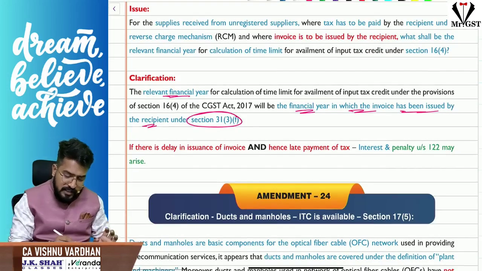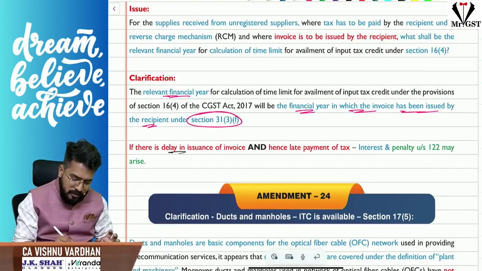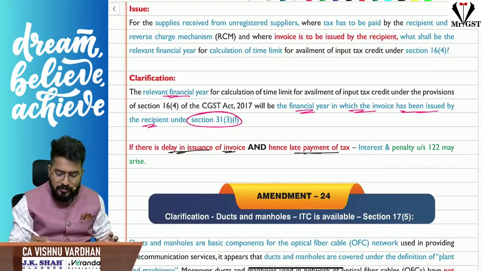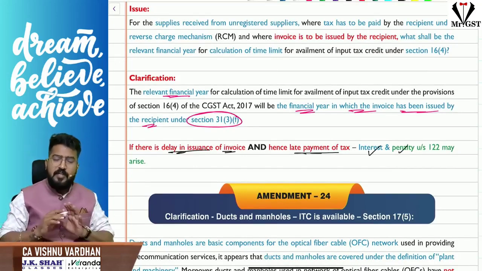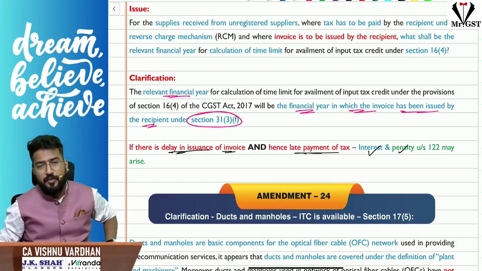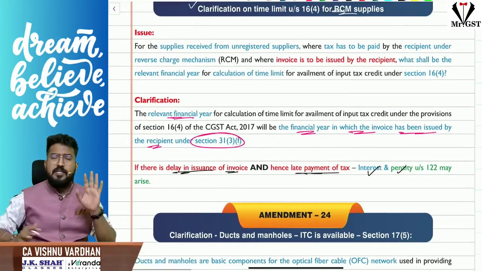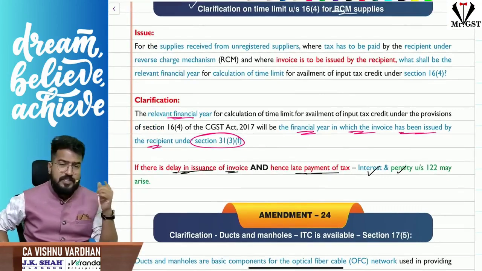But sir, if there is any delay in issuance of such invoice, because of which there is late payment of tax also, then automatically interest and penalty will come into the picture under section 122. Okay, so simple: the recipient has to raise the tax invoice and he has to pay GST under RCM.